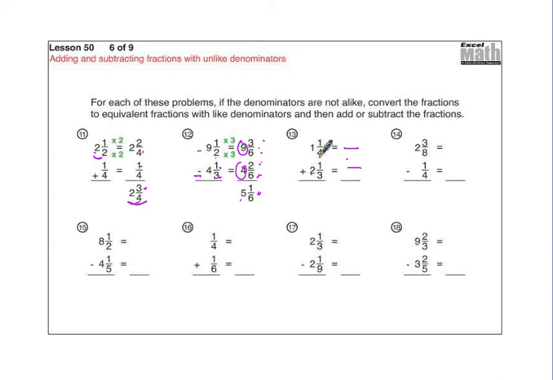So we have to find a common denominator of 4 and 3. Skip count by the 4. 4, 3 doesn't go into 4. 8, 3 does not go into 8. 12, yes, 3 goes into 12. So put a 12 on both.